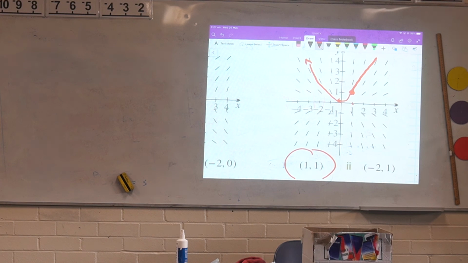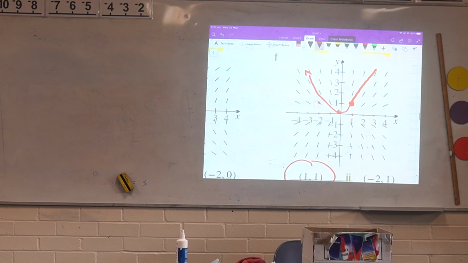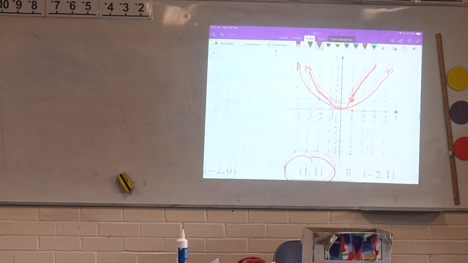-2, 1. So we're going across -2, down 1. No, up 1. Sorry. -2. Oh, it kind of passes through that as well, doesn't it? Does it go through 0? Something like that, maybe. Okay, so those are the two that are happening there.